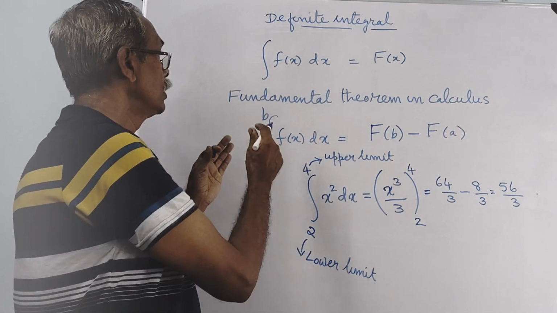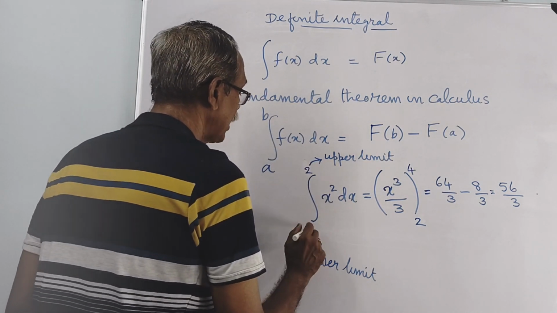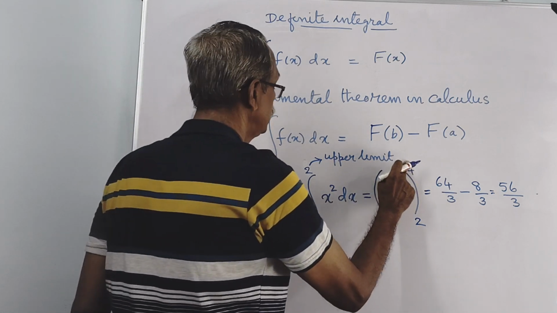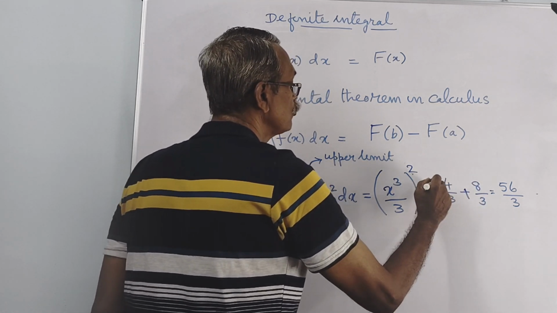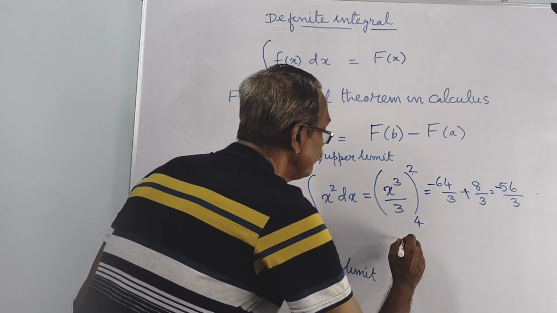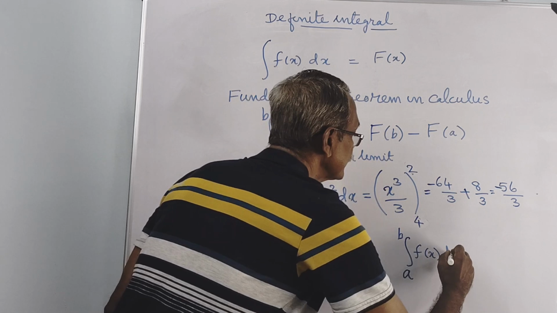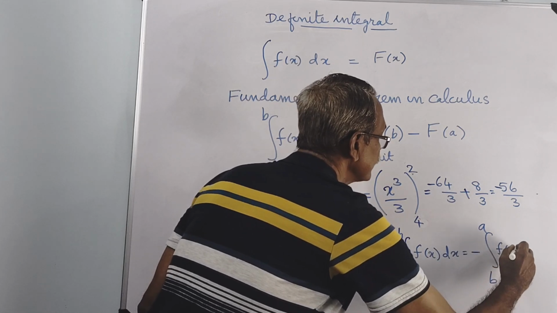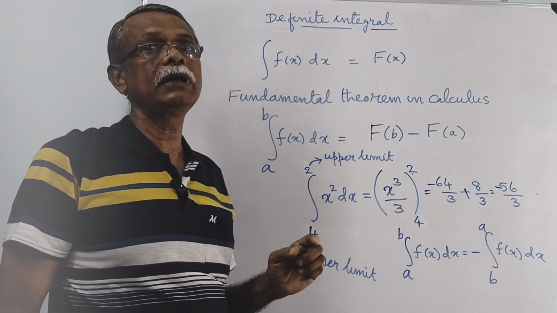Now suppose you reverse the limits. That is, you take this to be 2 and this to be 4. Then we know that you substitute 2 here and you substitute 4 here, then this will become plus, this will become minus, and this will become minus. Therefore, we can write a simple rule: integral a to b f(x) dx is equal to minus of integral b to a f(x) dx. If you reverse the limits, you put a minus sign for the integral.